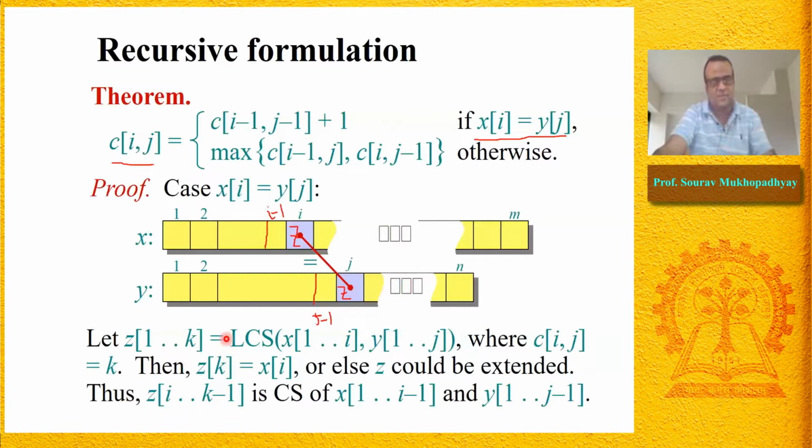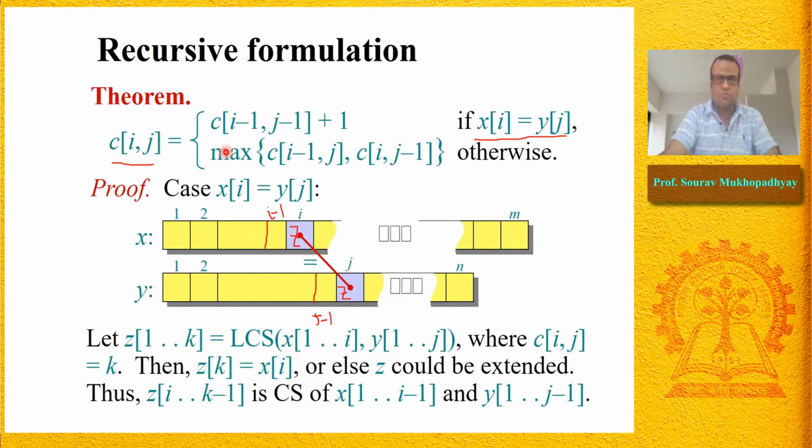But the length of that sequence, when you concatenate it with z, will be k plus 1, which contradicts the fact that Cij is k. So that is the proof of our argument for the last point of this common value. So far we have proved only that this zk is this common value, xi or yj.